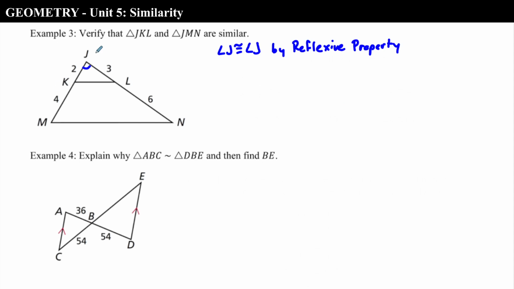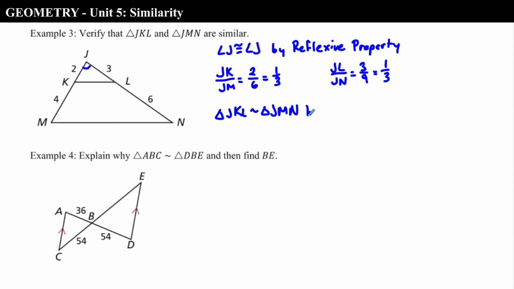Now let's check the sides on either side of the angle. So we're going to compare JK to JM. That gives us 2 over 6, which reduces to 1/3. And then we're going to check JL over JN. So that gives us 3 over 9, which also reduces to 1/3. So the sides are proportional, so therefore we can say that JKL is similar to JMN by side angle side similarity.